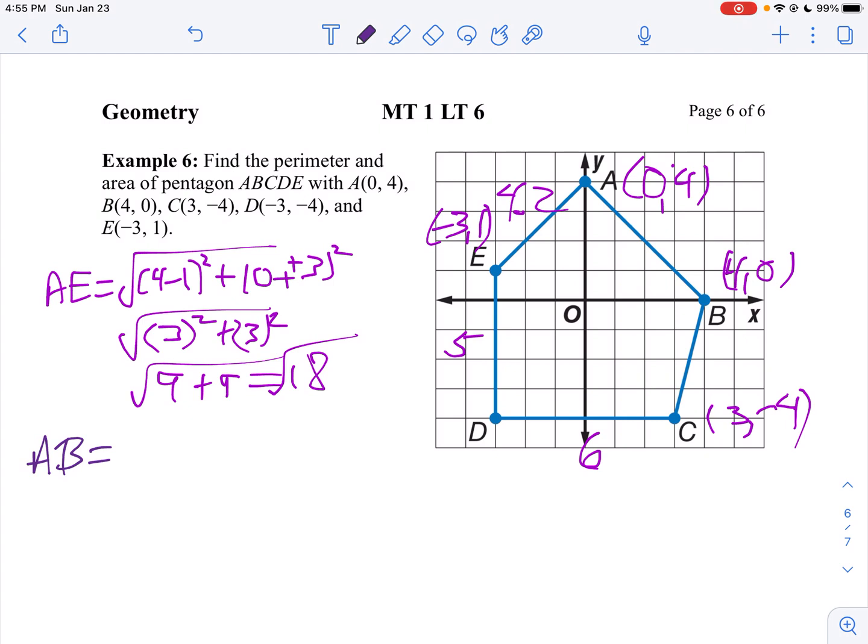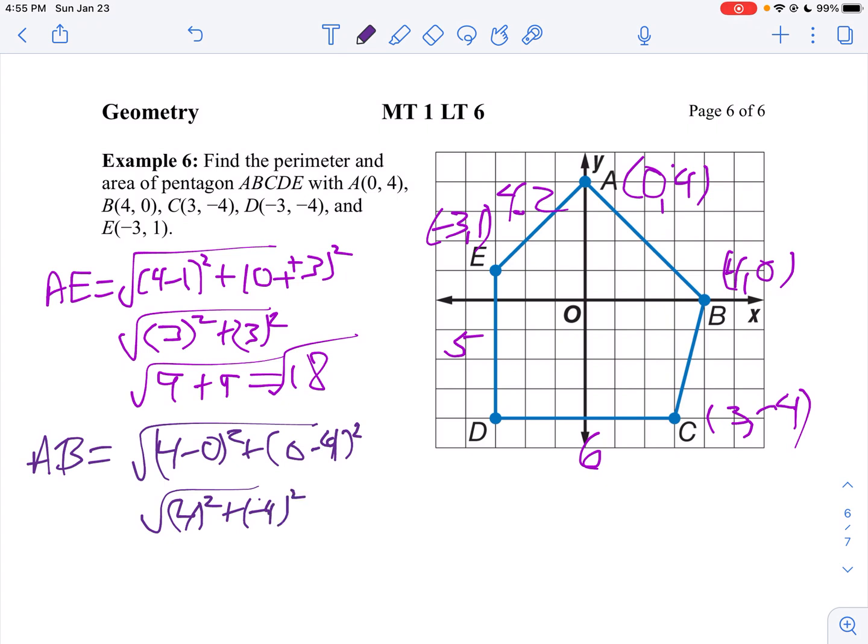So I'm going to subtract my x's. Oh, this one turns out pretty nice. It's 4 minus 0 squared plus 0 minus 4 squared. So in other words, it's 4 squared plus negative 4 squared. So that's the square root of 16 plus 16, which is the square root of 32. Then I use my calculator, and the square root of 32 is about 5.7 if I round it.